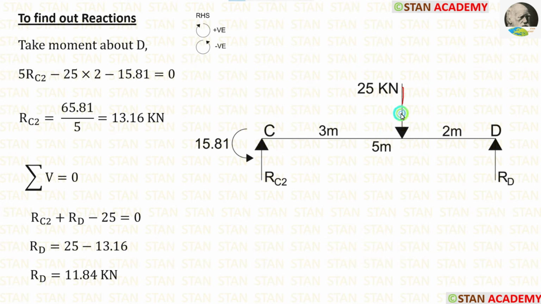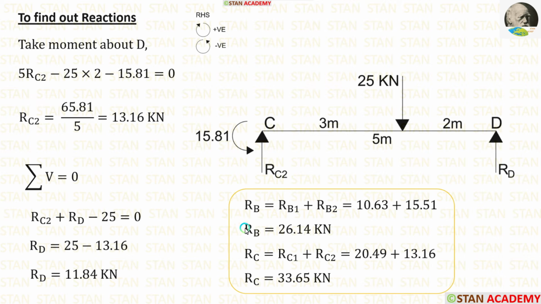The point load 25 kilonewton is acting towards the point D in the anticlockwise direction, so it will be negative and the distance is 2 meter, so minus 25 into 2. This moment is acting in the anticlockwise direction, so it will be negative. Finally, we are getting RC2, which is equal to 13.16 kilonewton. Using the rule summation of vertical forces is equal to 0, we can calculate RD. After calculations, we are getting RD, which is equal to 11.84 kilonewton.